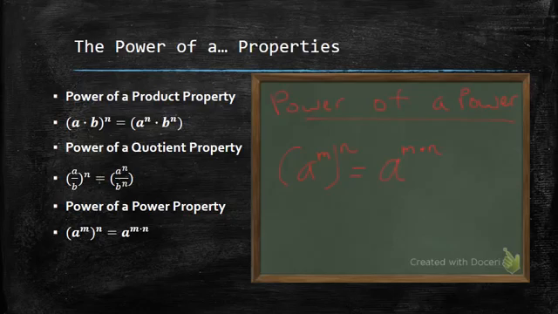In action, we have x to the 2nd power raised to the 3rd power. Let's rewrite it once just to see how it goes. We're going to have x to the 2 times 3. That's all one exponent. Multiply 2 times 3, x to the 6th. There we go.